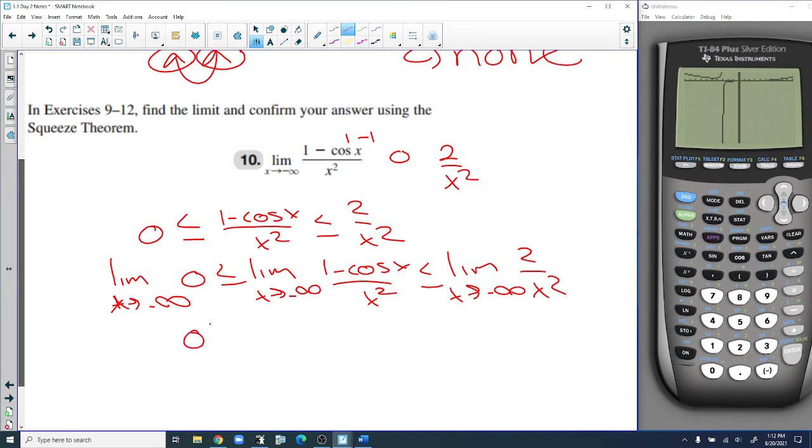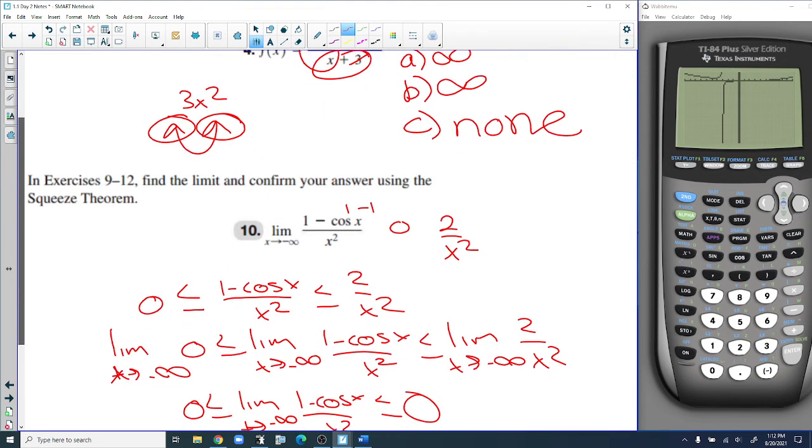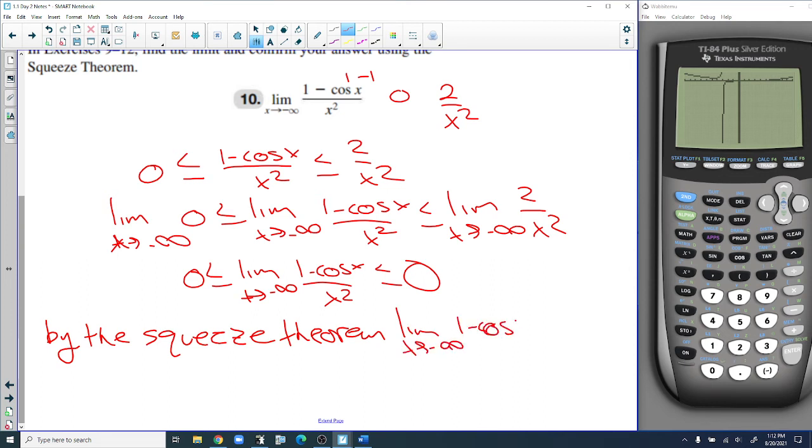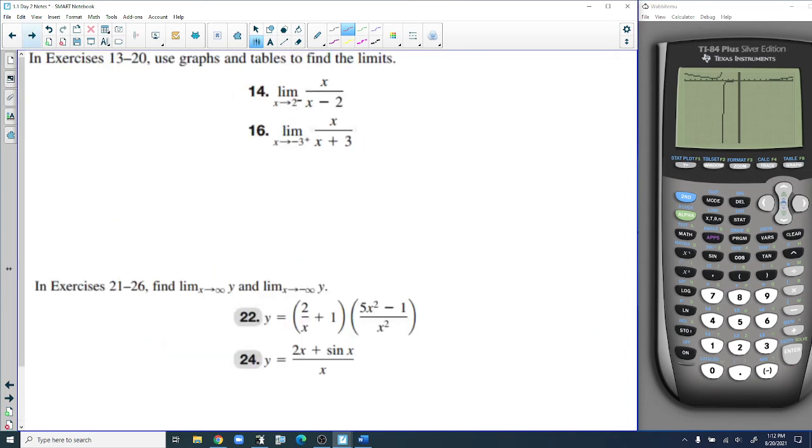Well, this is 0. This is 0. And so by the squeeze theorem, the limit as x approaches negative infinity of 1 minus cosine of x over x squared goes to 0.